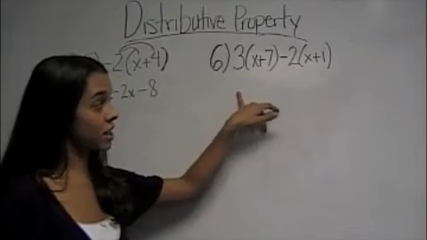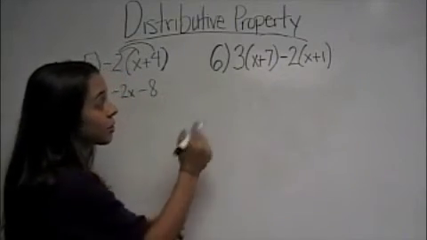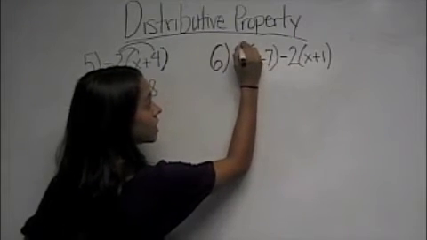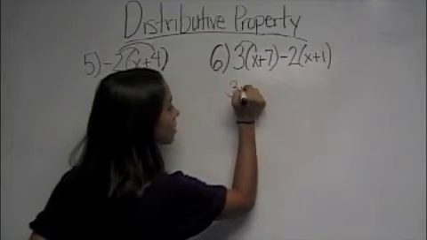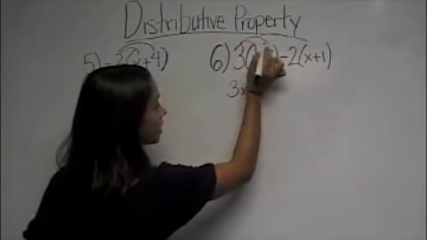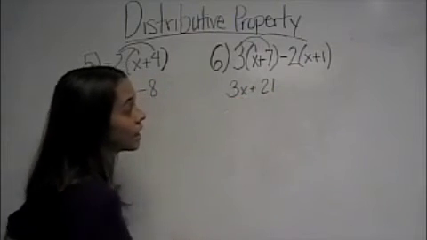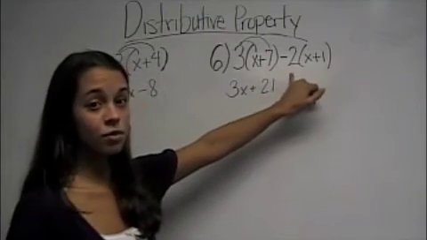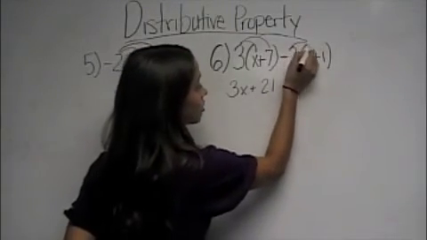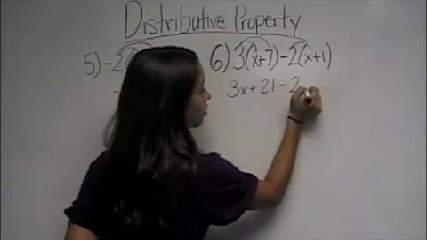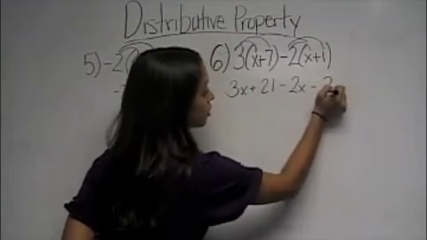Now problem number 6 has 2 parts, like problem number 4 did. So for the first part, we're going to distribute our 3 inside our parentheses. 3 times x is 3x. 3 times 7 is 21. Our sign is addition in the middle. Now our second part, we have a negative 2 to distribute inside again. So let's do that. Negative 2 times x is negative 2x. Negative 2 times 1 is negative 2.